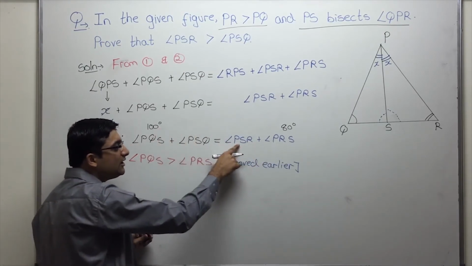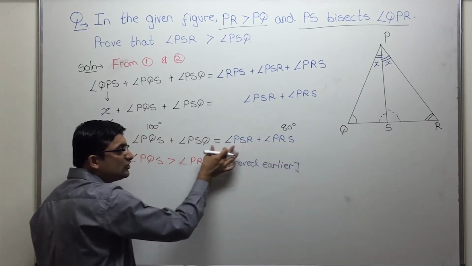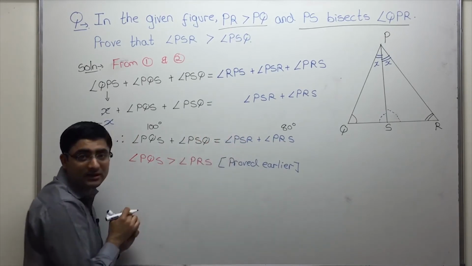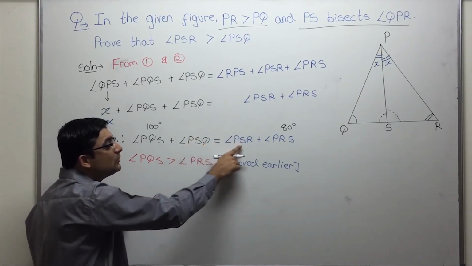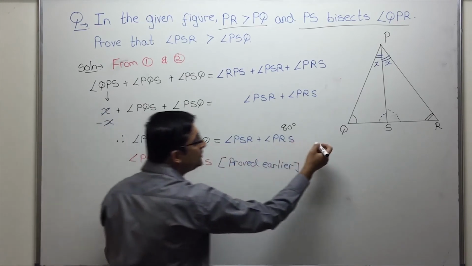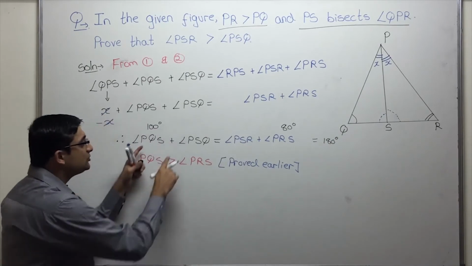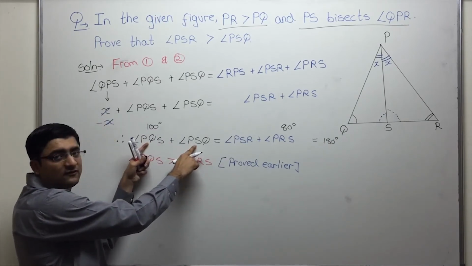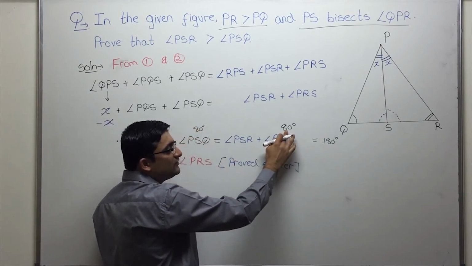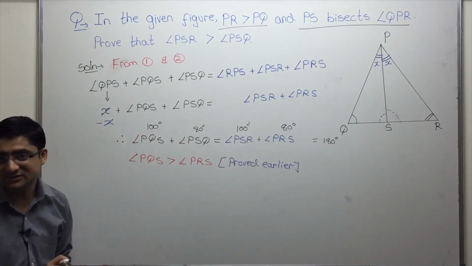So what can you tell me about the relationship between these two? Here I have a bigger value, here I have a smaller value. So in order to equate these two, what should be the relation between these two? This has to be smaller than this. I repeat, angle PSQ has to be less than angle PSR. Why? Let's say these two are equal to these two. Let's say this is equal to 180 degrees, just assuming. So this plus this is 180. If this is 100, what will this be? 80. Correct? Similarly, this plus this is 180. So if this is 80, what will this be? 100. So as you can see, this will be bigger than this. Right?